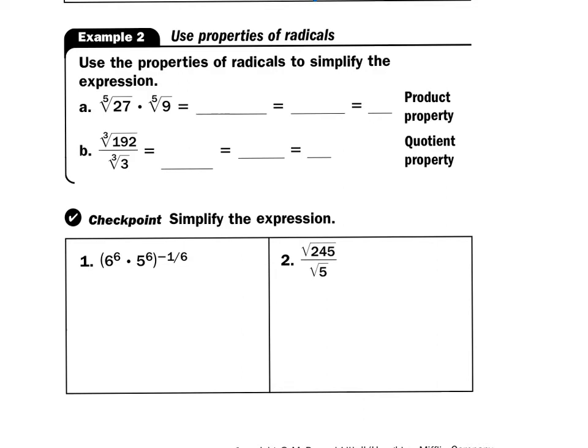Okay, use these properties. So on A, we have them split up, but they're the same radical, so we can go ahead and multiply it back and then put it under the same radical. So that would be the 5th root of 27 times 9, which would be the 5th root of 243. If you put that in a calculator as 243 to the 1/5 power, you'll get 3. Now, do we need a plus and minus there? No, because this is odd.